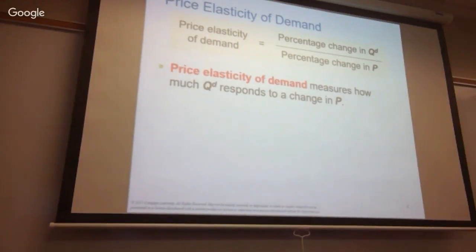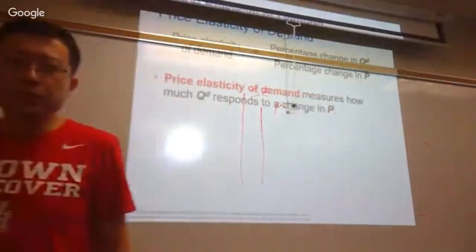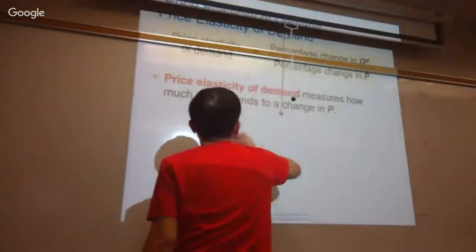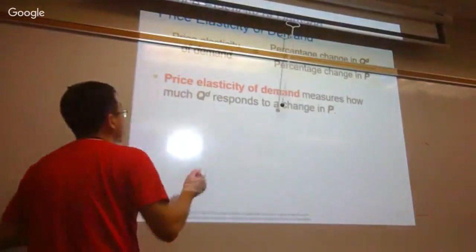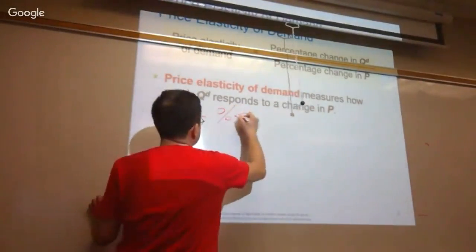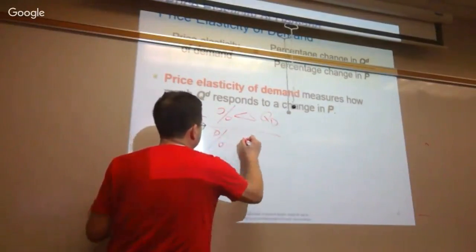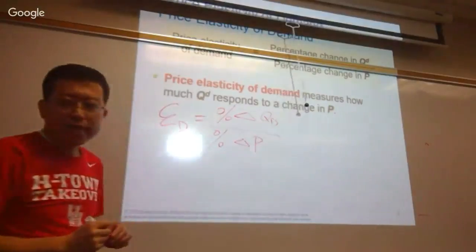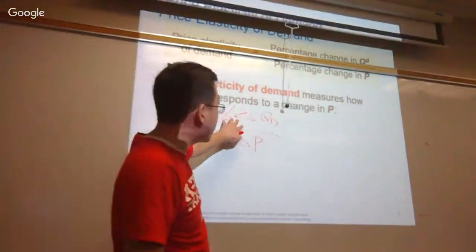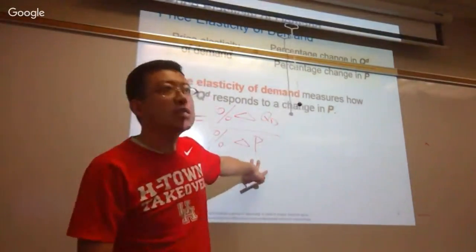So let's go back here. Our elasticity for demand, the price elasticity for demand. Let me write down the formula. So elasticity for demand is equal to the percentage change in quantity demanded divided by the percentage change in price. Now the triangle is called delta. It stands for change. Okay. So how much percentage our quantity changes divided by how much percentage our price changes, and that is your elasticity for demand.